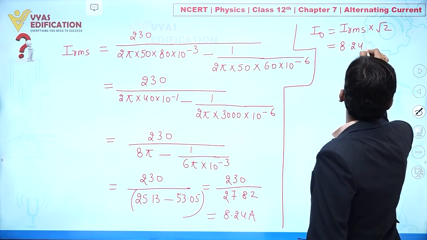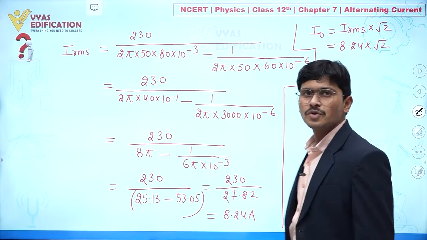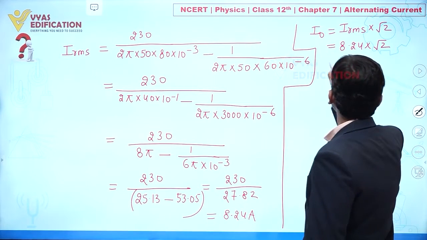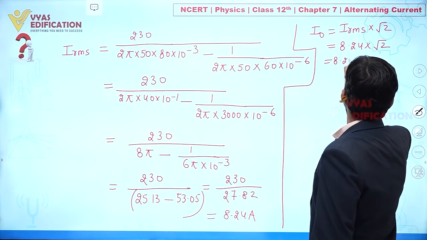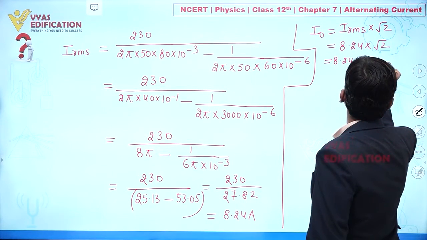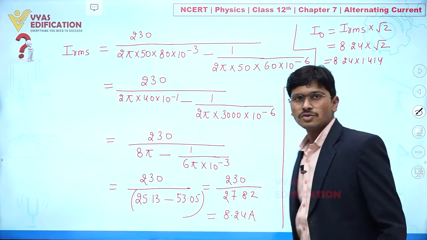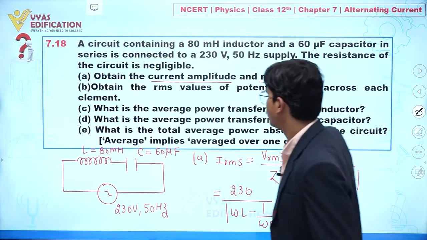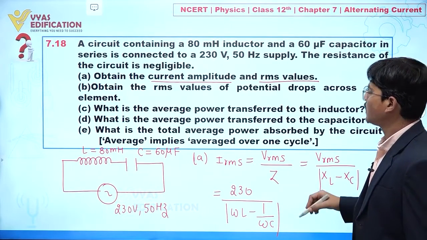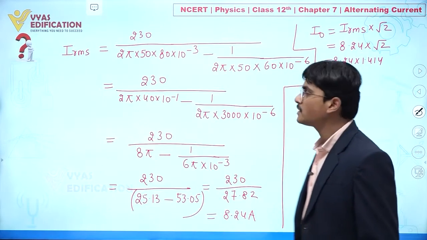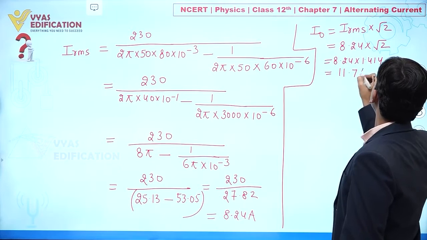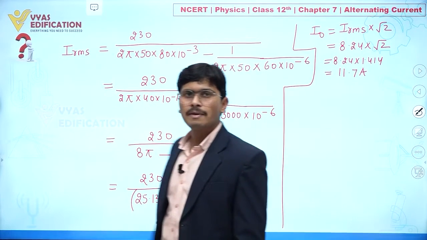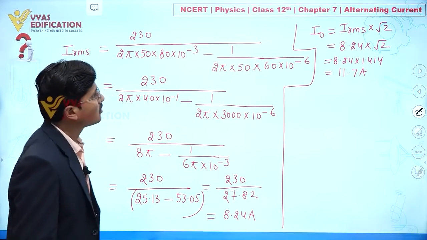So 8.24 multiply under root of 2, which is 8.24 multiply 1.414. If you solve it, you will find this value near about 11.7 ampere. Clear? So this is the maximum, or peak, value of current.